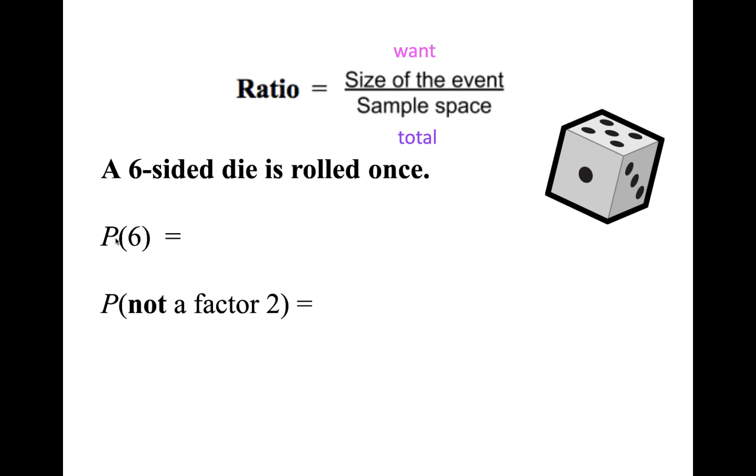So what do I want? I want a 6. How many 6s are on this fair die? You just have one of them. So that's what I want, the number that represents the 6 on here. There is 1 of them, over what's the total sample space on this die? Well, when you roll this die, you could roll a 1, a 2, a 3, a 4, a 5, or a 6. How many is that? 6. So here is the theoretical probability of rolling a 6. Make sure you have this in your notes.